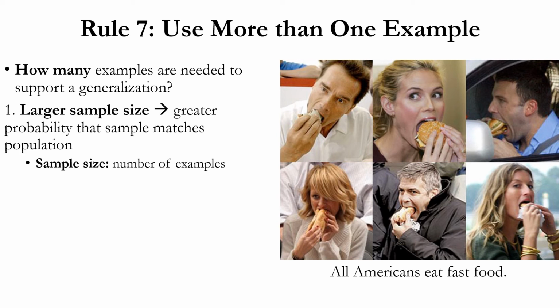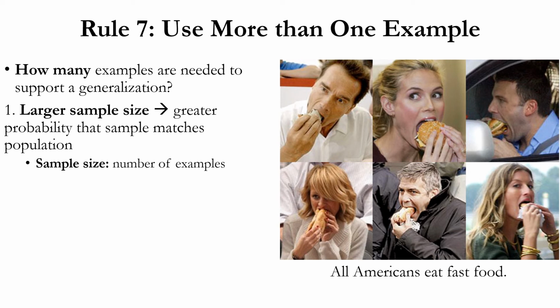First, the larger the sample size, the greater the probability that the sample matches the population, all things being equal. And that's what Rule 7 is getting at. The more examples, the merrier. The sample size is the number of examples we have, the number of individuals that we're putting in our sample, that we're getting data or properties from. So all things being equal, larger sample sizes are better. There's no specific magic number that makes the argument valid.